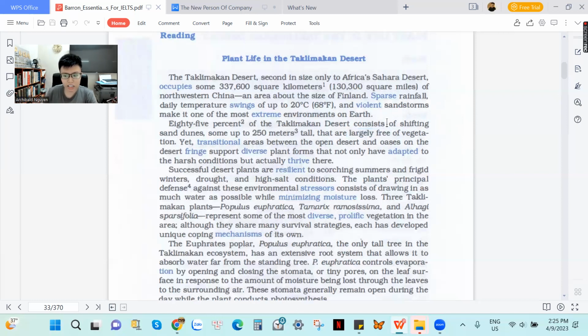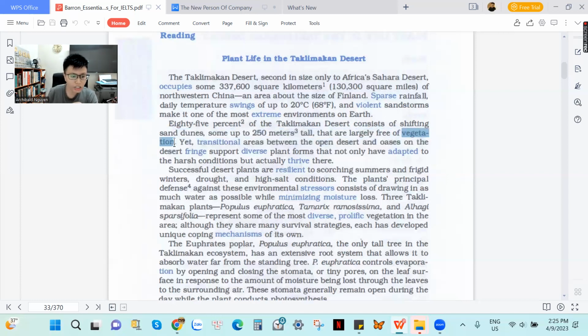Largely free. Free here is not about the free time. Free it means none of. No, none of money, none of time. That is the word free. I am free of energy. It means I am none of energy. I don't have energy anymore. That is the word free. Free, the first meaning is about the time. Free, the second meaning is about none of.